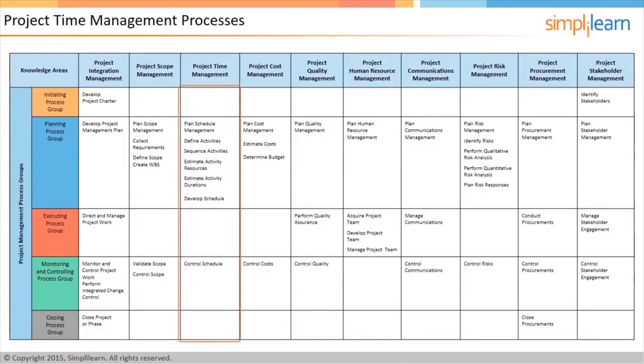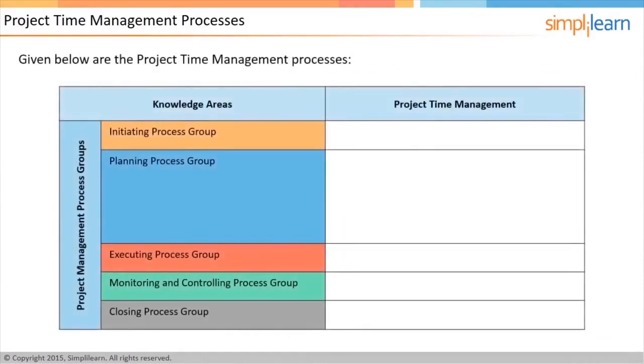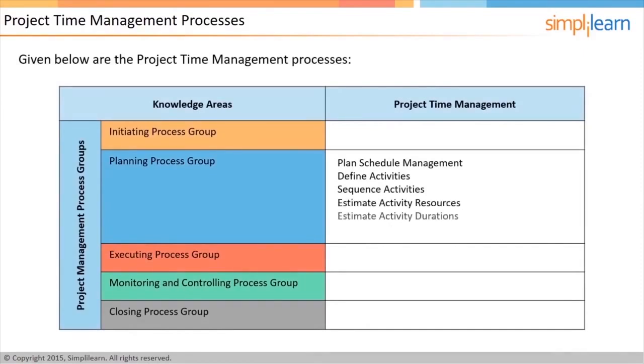There are 7 project time management processes. They are plan schedule management, define activities, sequence activities, estimate activity resources, estimate activity durations, develop schedule, and control schedule. The first 6 processes are executed during the planning process group. The ultimate goal of these planning processes is to develop the project schedule. The 7th and the last process is a part of the monitoring and controlling process group. In the next few screens, let us discuss these processes in detail.